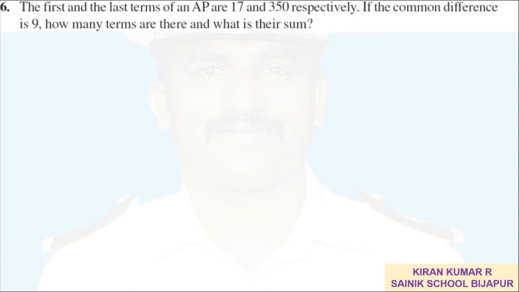Let us solve 2 more questions before completion of this session. The first and the last term of an AP are 17 and 350 respectively. If the common difference is 9, how many terms are there? We need to find the number of terms and also the sum of the terms.